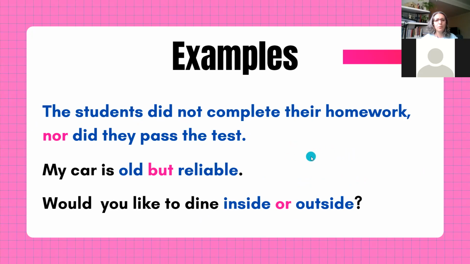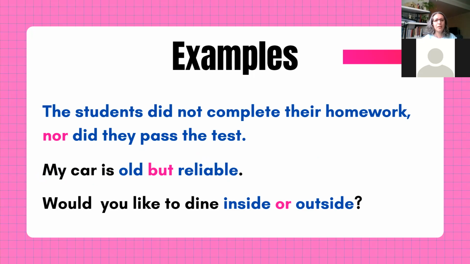So two clauses. The next example: my car is old but reliable. But here connects two adjectives, old and reliable. So you can see that a conjunction can join different things. It doesn't have to be just nouns or just adjectives. It can connect clauses and phrases, all other types, but they have to be of equal value.